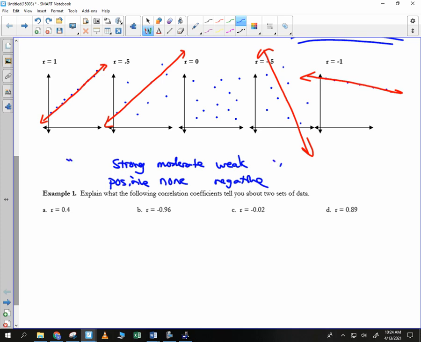Between you and your people around you, I want you to talk about these 4 pieces that you see here. And I want you to do 2 things. Number 1, I want you to use the words strong, moderate, weak, positive, none, negative. Use some words to describe what this data or what this R value would say about the data. And then number 2, I want you to try to plot some points. So number 1, describe. And number 2, draw data that would represent what you feel like that number would be. Go ahead, talk, share, go.